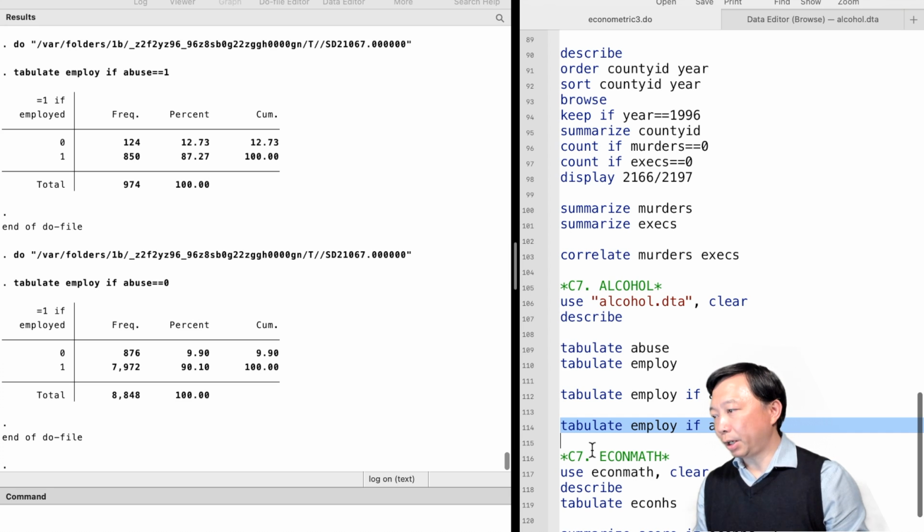We should separate the effect of one direction from the opposite direction. Second, many other factors could affect employment and alcohol abuse, such as marital status and family background. Without considering these factors will lead to omitted variable bias.